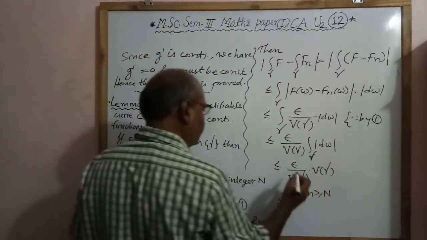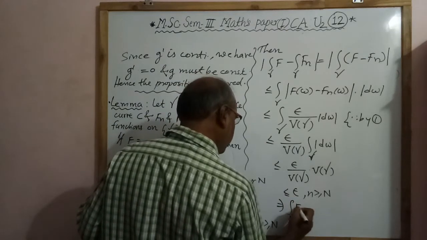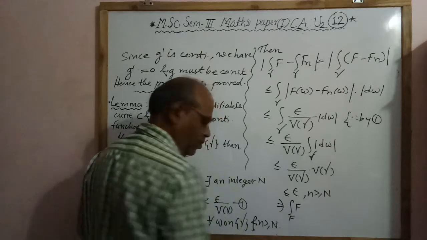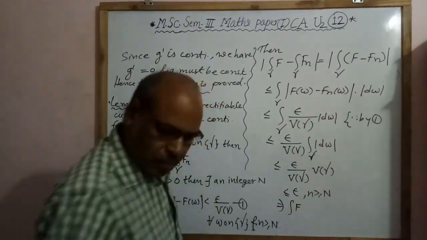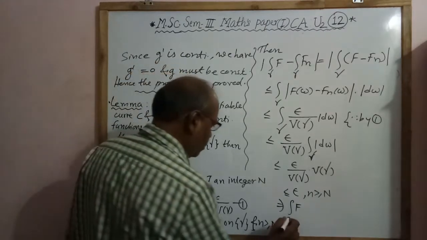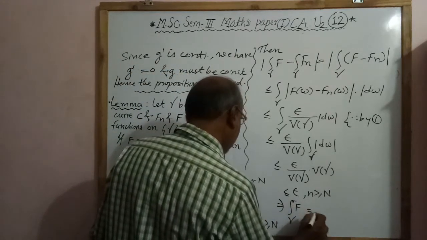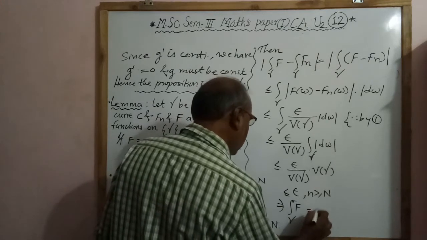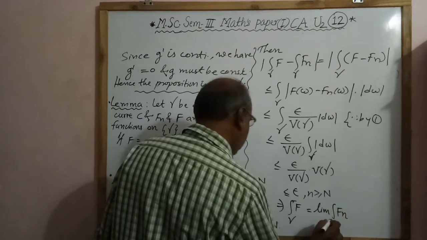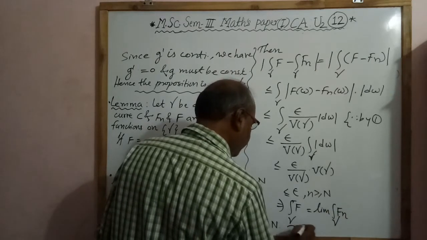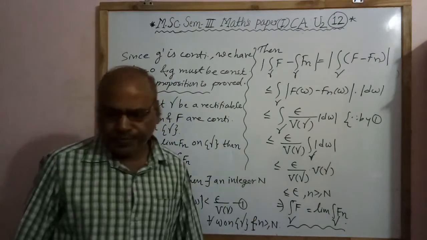This result: the integration of f along gamma equals the limit of the integration of fn along gamma. Therefore, the result is proved. Stop here.